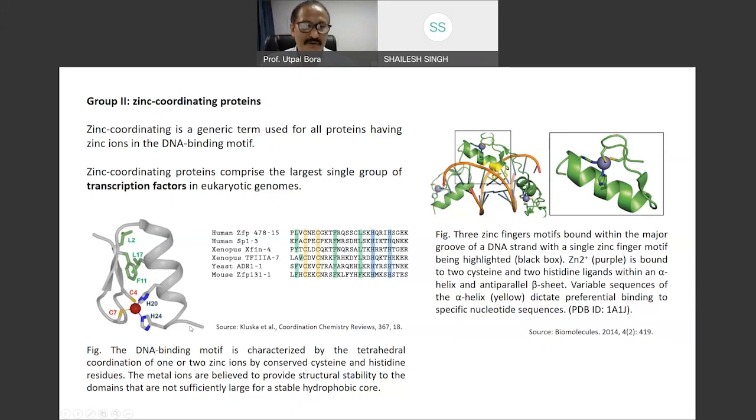Okay, so on the right side you see the DNA binding motif is characterized by the tetrahedral coordination of one or two zinc ions by conserved cysteine and histidine residues. The metal ions are believed to provide structural stability to the domains that are not sufficiently large for a stable hydrophobic core. So this gene here plays an important role. That's why you call them zinc coordinating proteins.